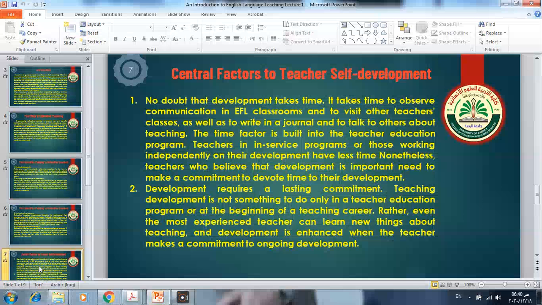Then number 2, development requires a lasting commitment. So it means that teachers should commit themselves to develop continuously. Teaching development is not something to do only in a teacher education program or at the beginning of a teaching career. No. Teaching development should happen all the time. So rather, even the most experienced teacher can learn new things about teaching, and development is enhanced when the teacher makes a commitment to ongoing development. So you should make a commitment that you will keep developing yourself. So this is the second crucial factor, which is the lasting commitment.